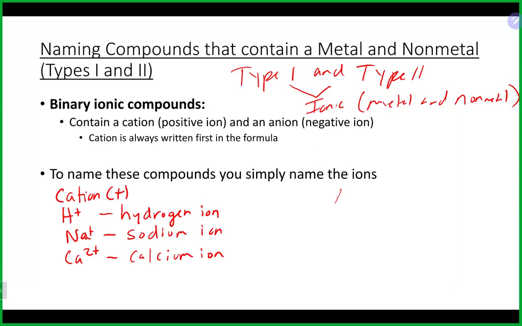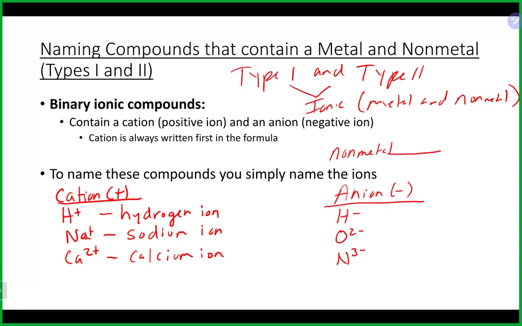Now, an anion, on the other hand, these are our negatively charged guys, like H minus, O2 minus, N3 minus. For the negatively charged ions, we actually do something to the name, which is a non-metal name. We take the non-metal name and drop the last part of the name, or even a little bit more than the last part, and we add -ide to it.